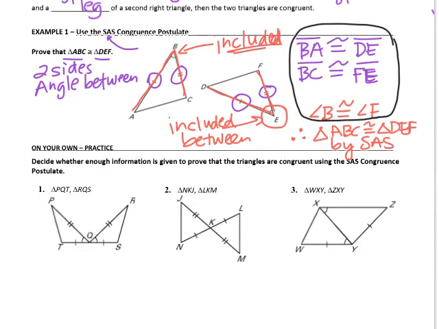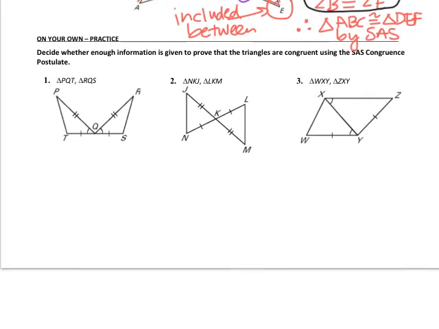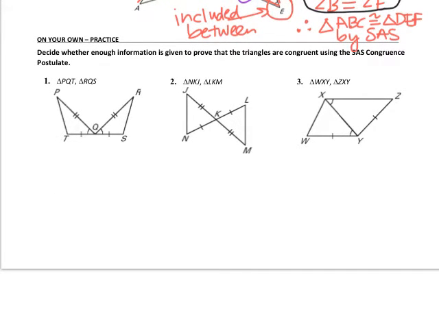So if you take a look at the on your own practice problems here, there are three different problems. You need to decide whether enough information is given to prove that the triangles are congruent using SAS. Now I just want to warn you that you want to make sure that the angle is between. So when you look at the way that these are written and then also the markings on the diagram, make sure that you can see that there's an angle in between the two sides. I'm just going to give you a little bit of a hint here. One of these is not going to work out.